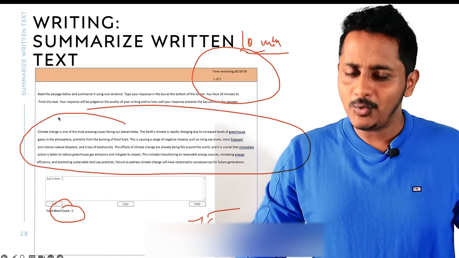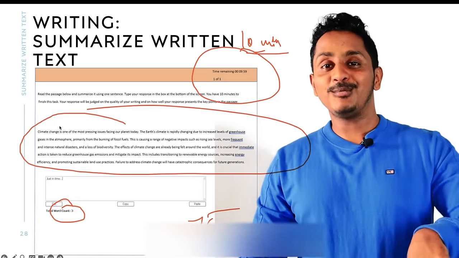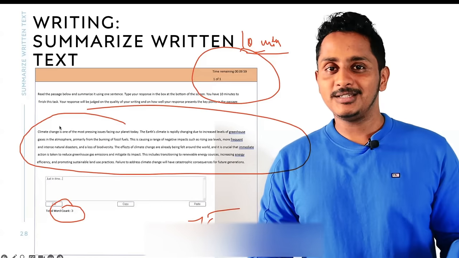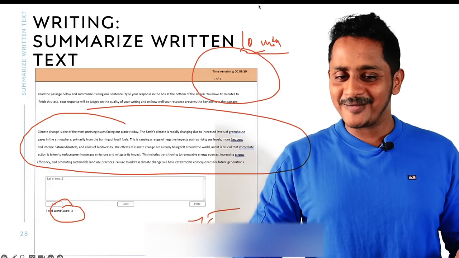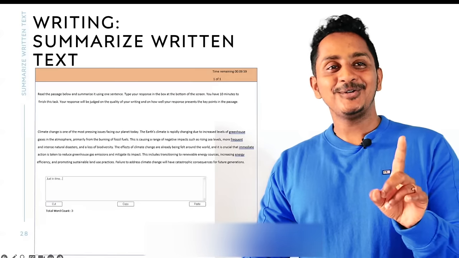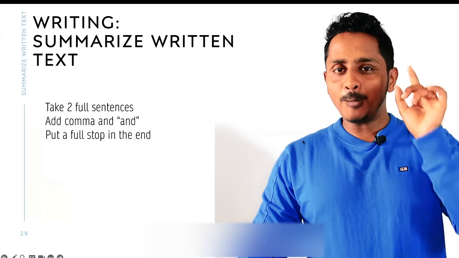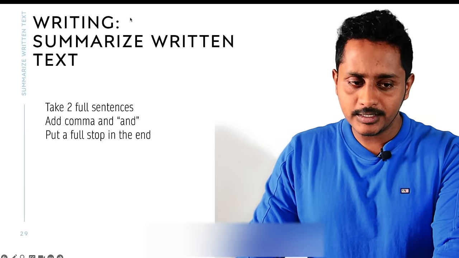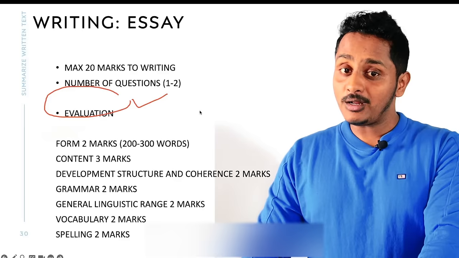They give you a text, you have to summarize. You don't try to summarize properly using your Einstein brain and all. No. There is a way out. You try to write on your own, you will lose marks. The best way, copy paste 2 full sentences. Just read this. Full, not half.